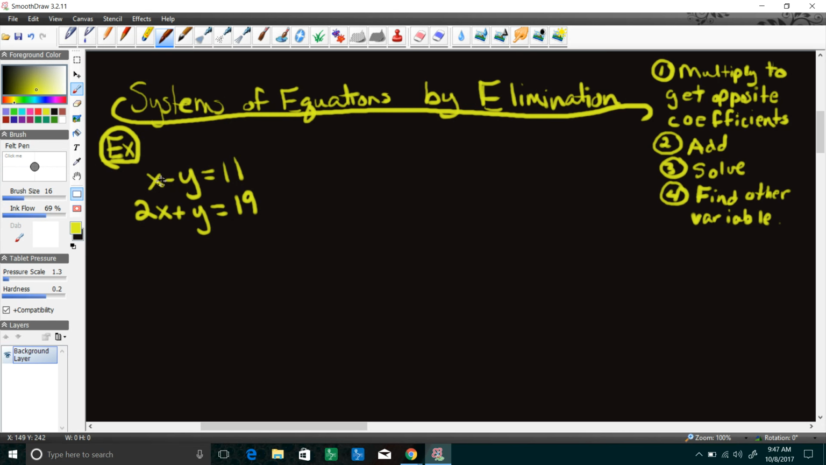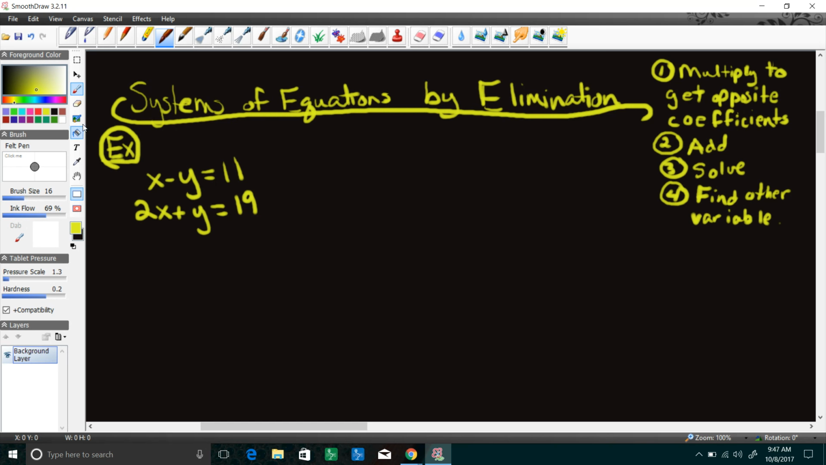So for the first example, we have x minus y equals 11 and 2x plus y equals 19. When we're using this method, our goal is to cancel out either the x's or the y's. And the way we do this is by having the same coefficient but opposite signs. So like if you see my first step, it says we have opposite coefficients, okay? And kind of canceling them out. So the cancellation happens in step 2 by adding, okay? After we cancel something out, we can solve for the variable and then just plug it into the other one to get the other one, okay?